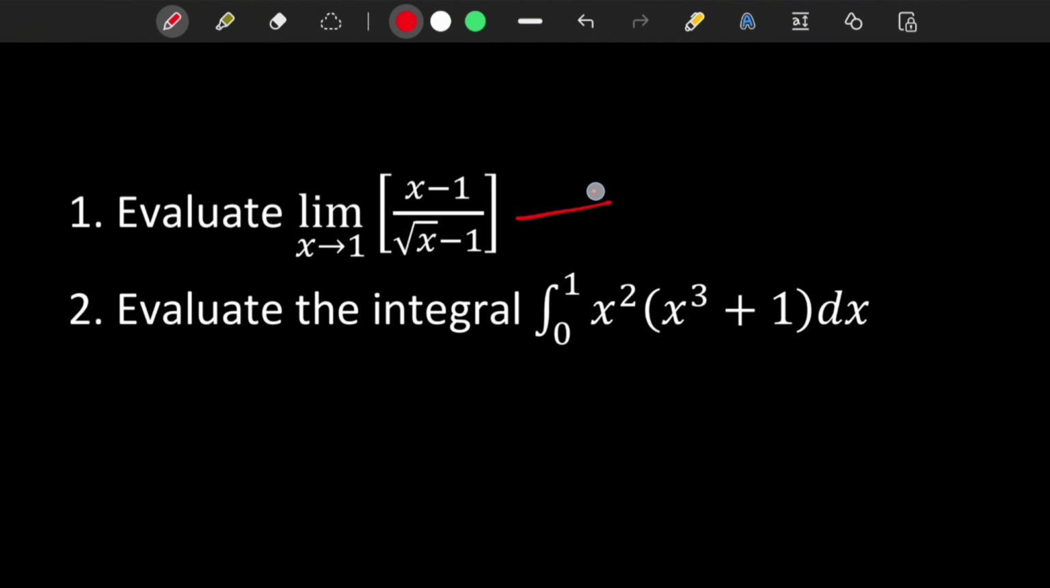The answer for this is 2. And the answer for this is 1 over 2.